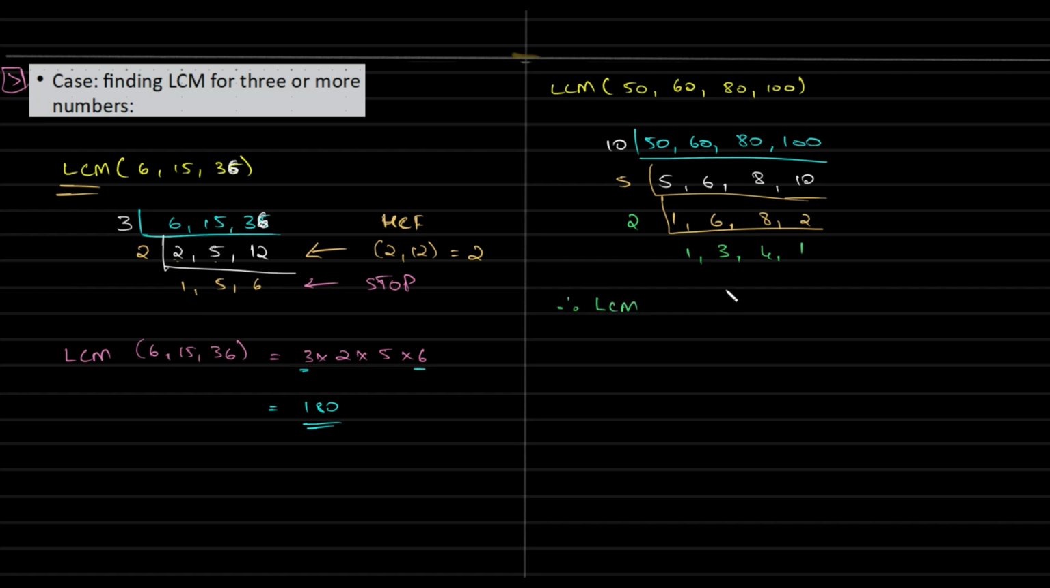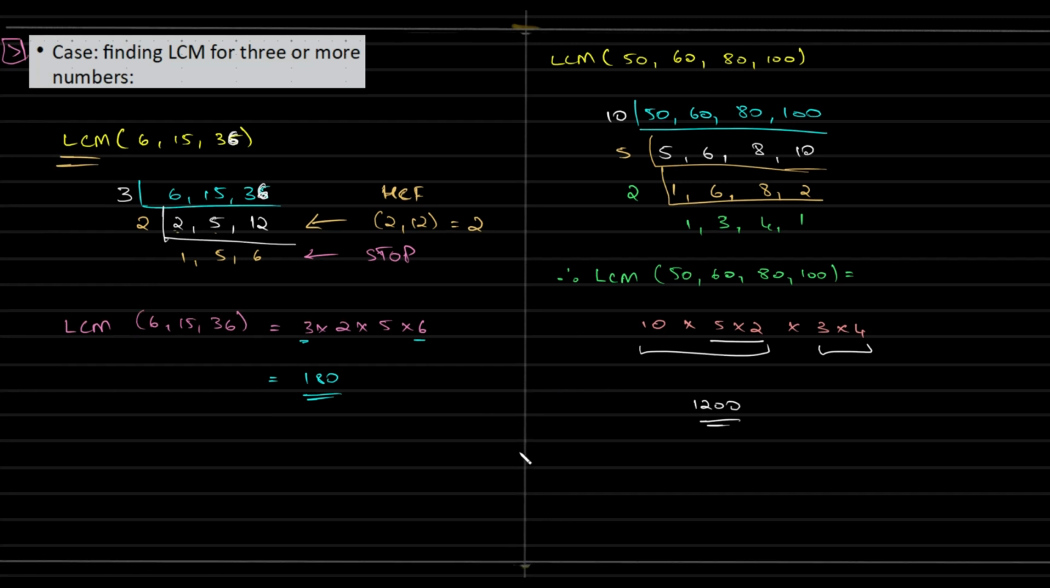And therefore the LCM between the above set of numbers is what? It is 10 into 5 into 2 into 3 into 4. So be smart when you are multiplying. I'll multiply this first, 10 into 10, that's 100, then I'll multiply this separately, 12. So 1200. 1200 is a number which is divisible by all of this set of numbers.